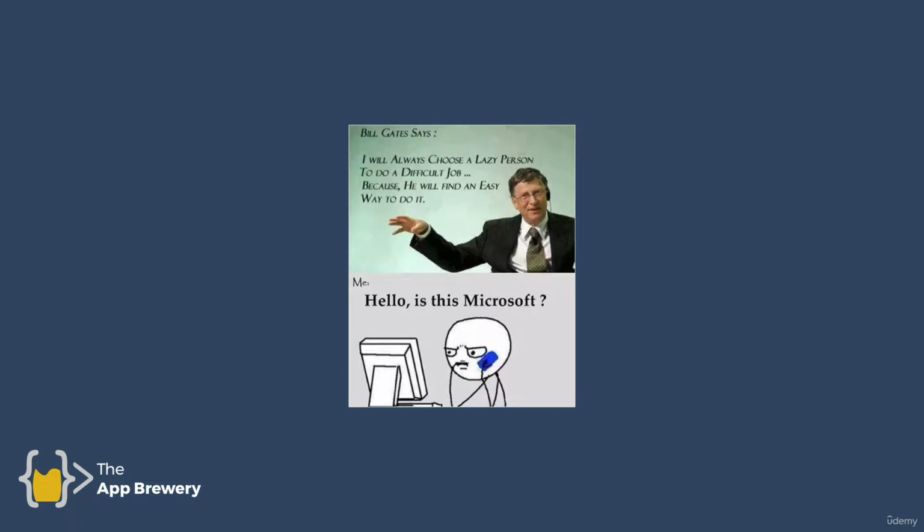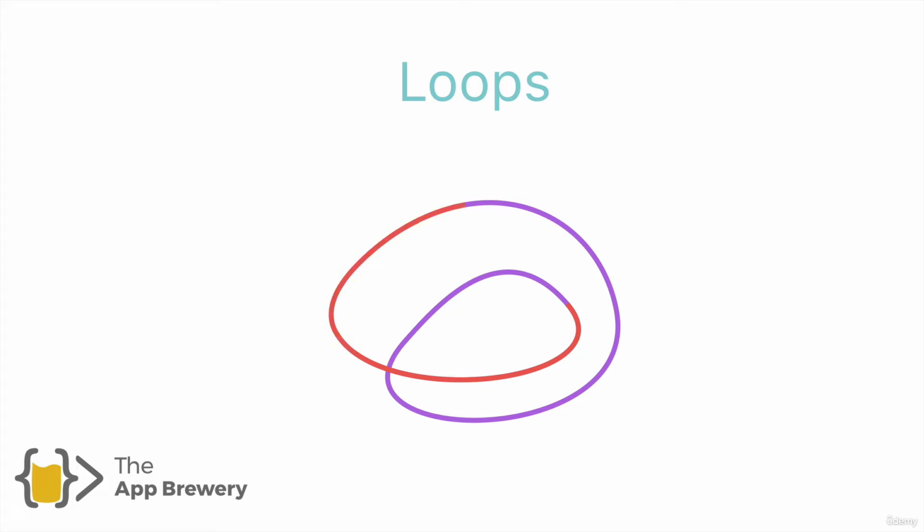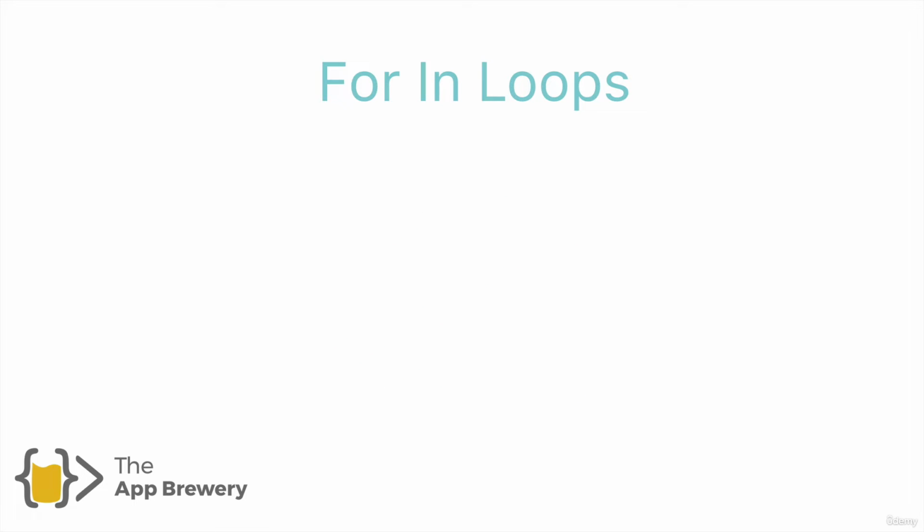And what are we? We're programmers, right? And what does Bill Gates say? Well, he'll always choose a lazy person to do a difficult job because we'll find an easy way to do it. So, how can we be lazy? How can we use programming and the computer to do all of these repetitive tasks instead of us having to type it all out? Well, this is where loops really come in handy. And the most common type of loop that you'll see is the for in loop.